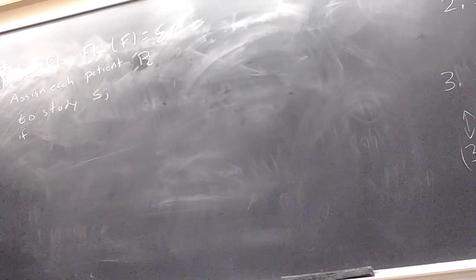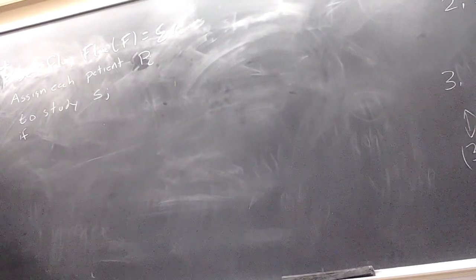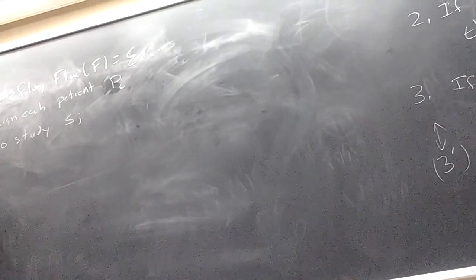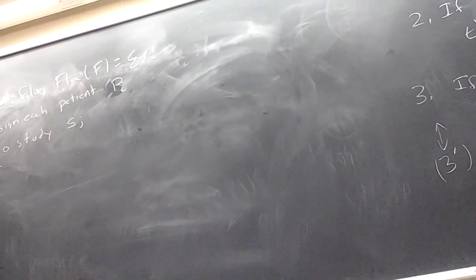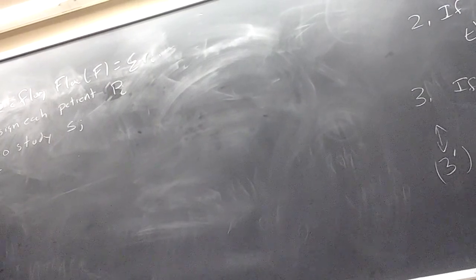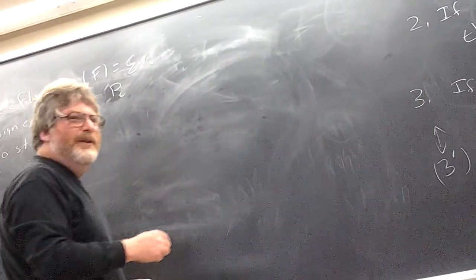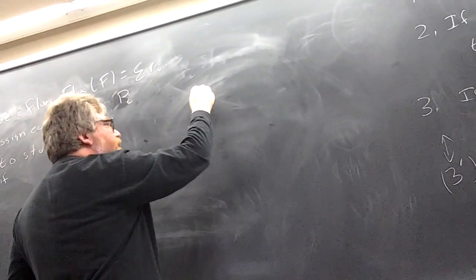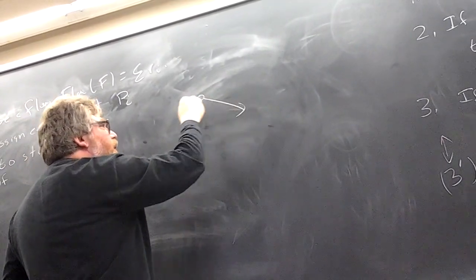Is it, if there's an edge with flow equal to 1, then it's assigned? If there's no edge between Sj and Pi and the flow of Pi is less than k. Okay, that's good, but maybe I should draw the picture again. Sorry, I erased it. If the incoming edge is equal to 1, then that patient is assigned to that study.